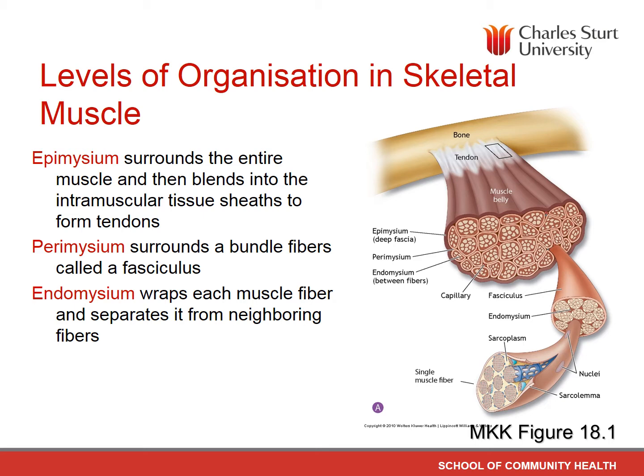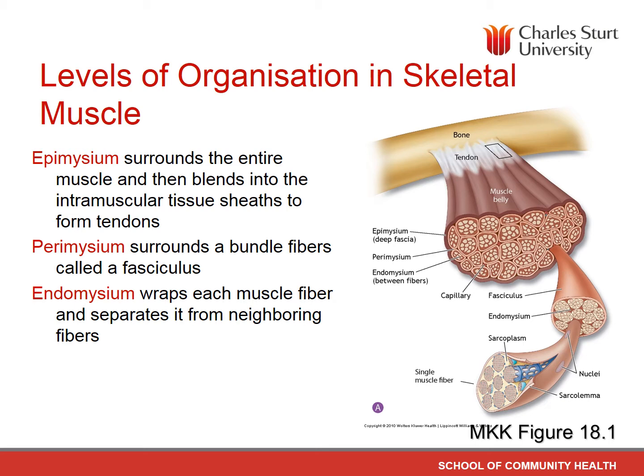Now, within a whole muscle, the muscle fibers are separated into bundles of tens to hundreds of muscle fibers that we call a fascicle, and each fascicle is surrounded by a layer of connective tissue called the perimyosin. Within each fascicle, we have, as I said, tens to hundreds of muscle fibers, and each individual muscle fiber is then surrounded by a layer of connective tissue called the endomyosin.